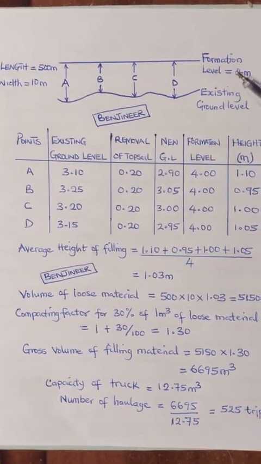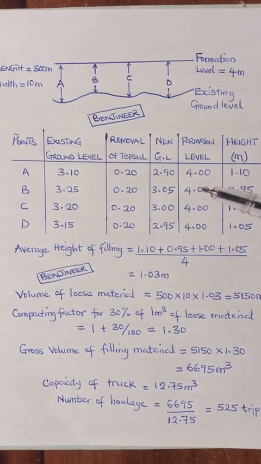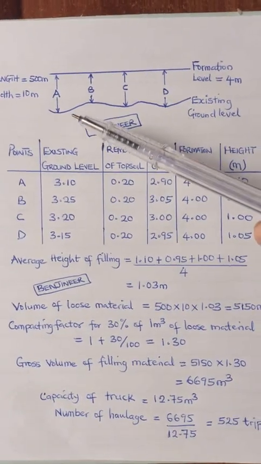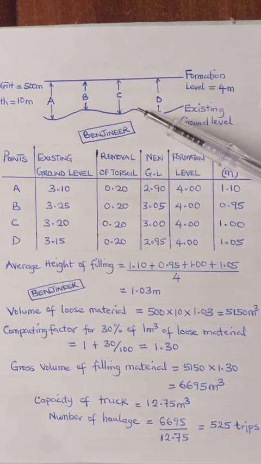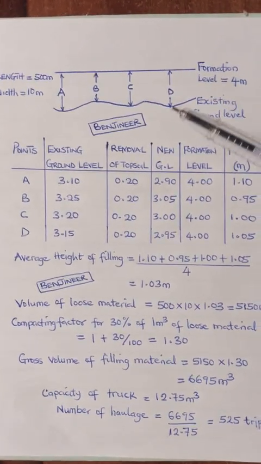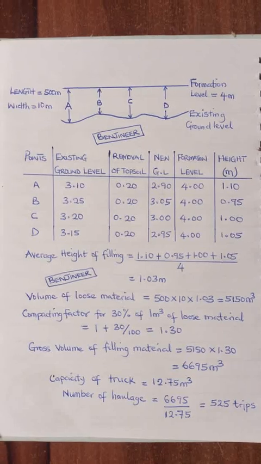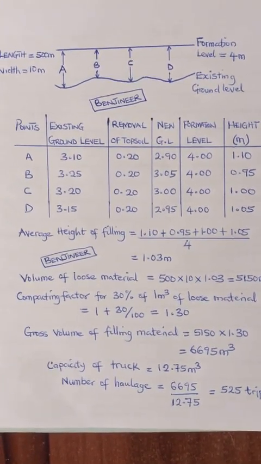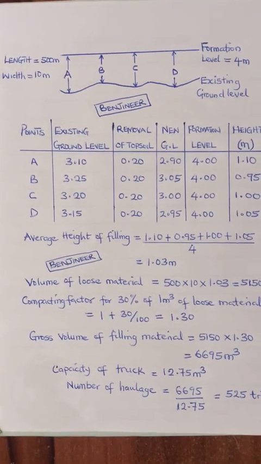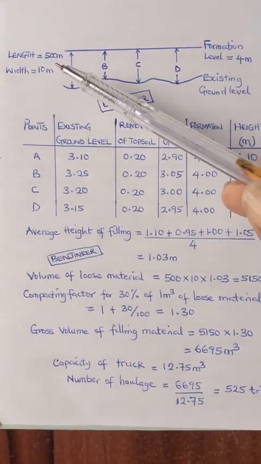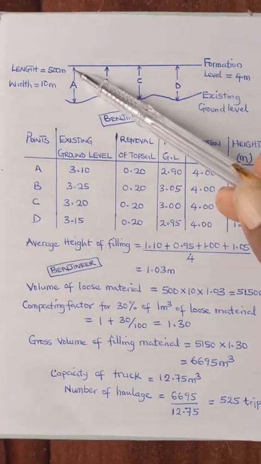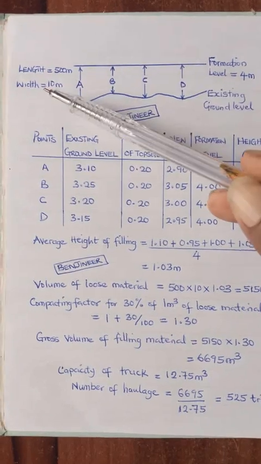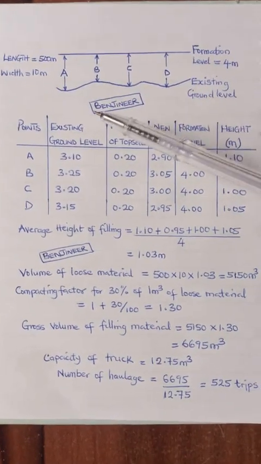Well, today we are going to look at how to calculate the quantity of filling materials. So we have this as a ground surface, and we have the area of the land as 500 meters by 10 meters. So we have the length as 500 meters, then the width as 10 meters. So this is the level.